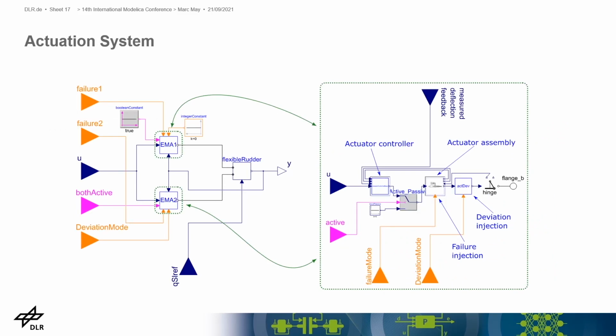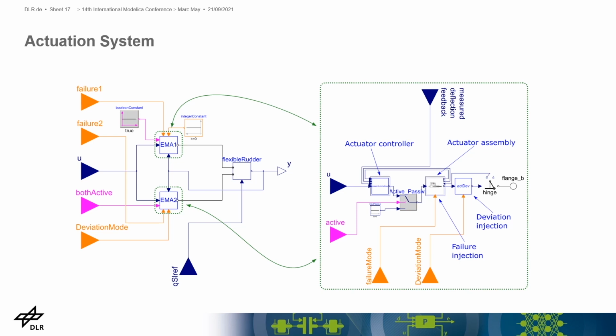Aircraft actuation systems have a redundant design, meaning that two actuators operate the same control surface. You see the actuator system model including two actuators and a flexible rudder on the left, and the model of the two respective electromechanical actuators on the right.